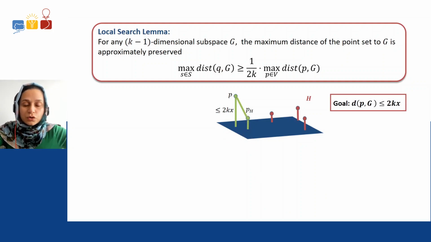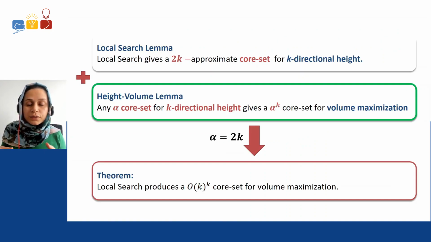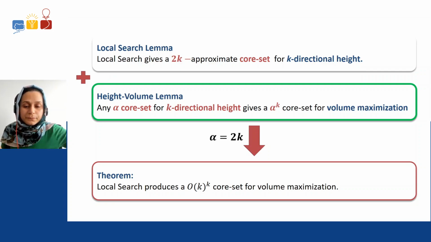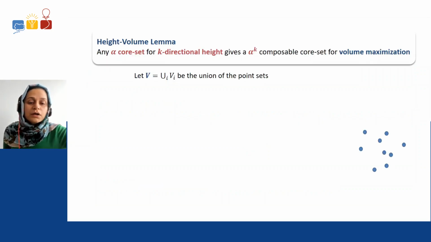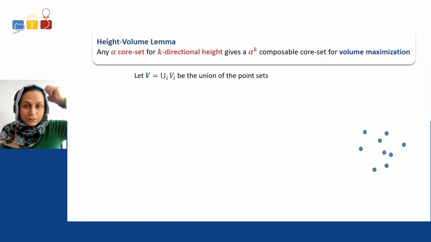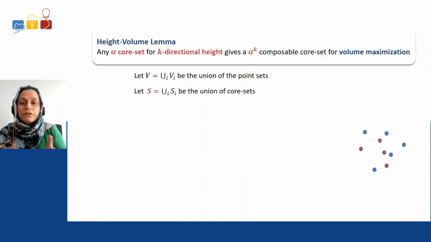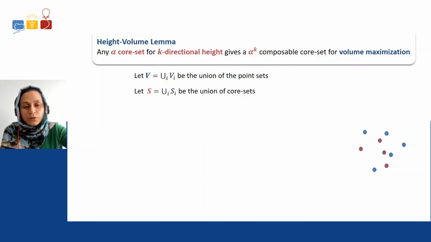Okay, so this basically shows the proof for the first lemma, and now let me tell you how we get the second lemma. So this is a more general lemma saying that any subset of points that is preserving the height of the point set is at the same time preserving the volume. Okay, so again, let me show it by picture. So let the blue points be the union of all the points that we have, and let the red points be the union of the coresets. So these are the points that preserve the k-directional height of the point set.